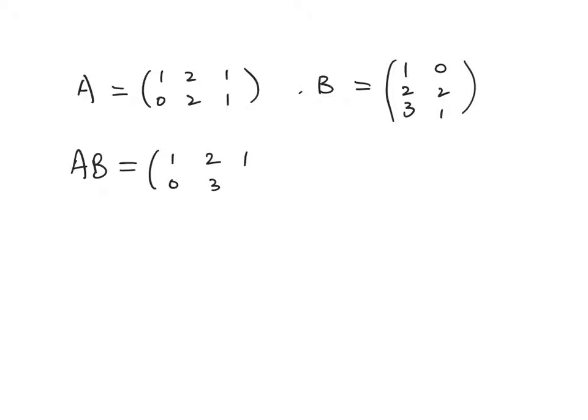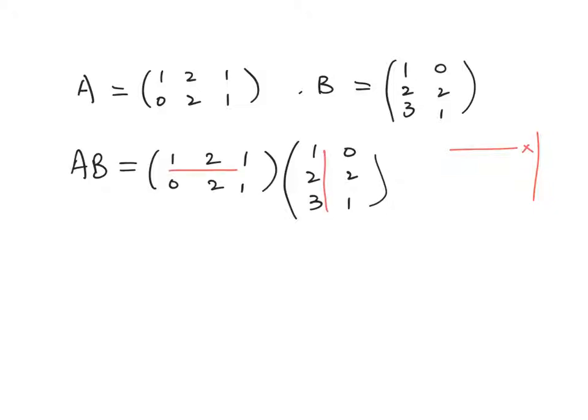Multiplication is harder, because you need to remember a rule very carefully. The rule is: horizontal multiplies vertical. What I mean is that the first row is multiplied by the first column accordingly for the first number. So 1 and 1 is 1, 2 and 2 is 4, or how about I write it like this: 1 plus 4, and 1 times 3 is 3. So this is the first number in the matrix.